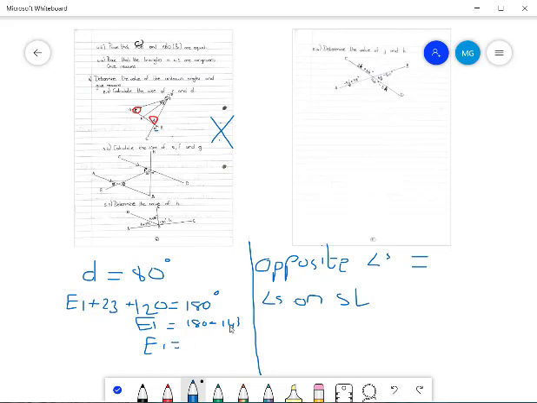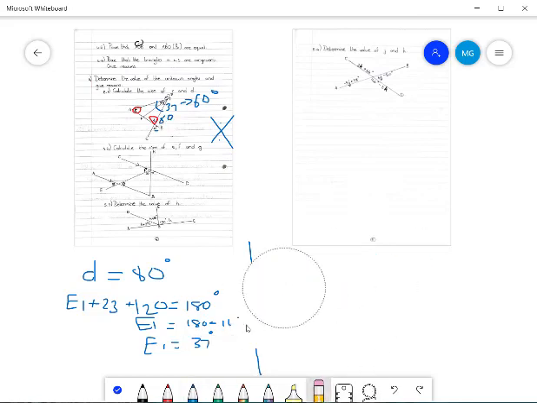So therefore E1 is 37. So I know that E1 is 37 degrees. So together, this whole angle, 37 plus 23, is 60 degrees. Okay. So now I know that this is 60, this one is 80, and now it's easy for me to figure out what C will be.